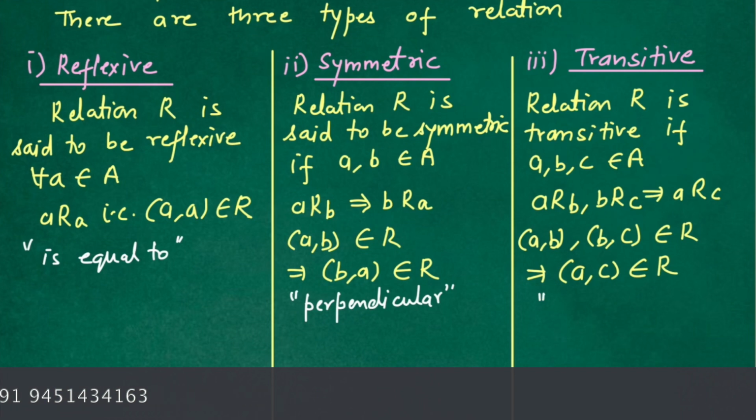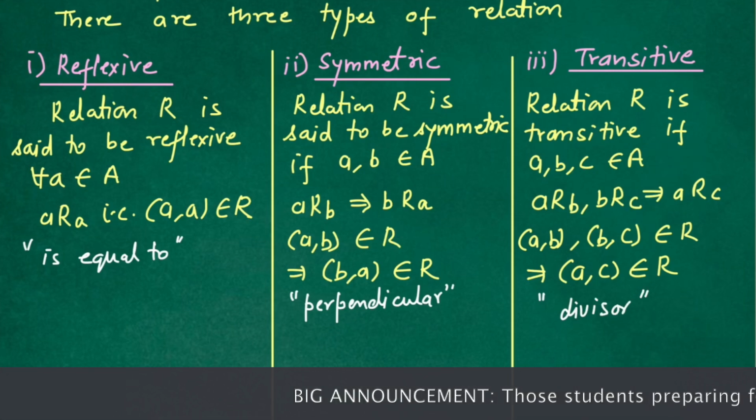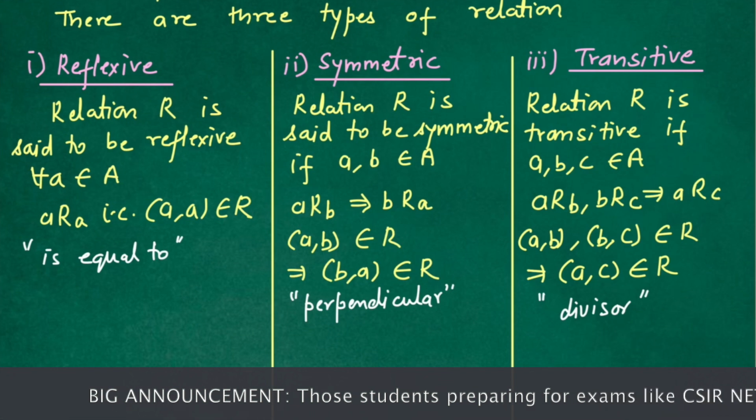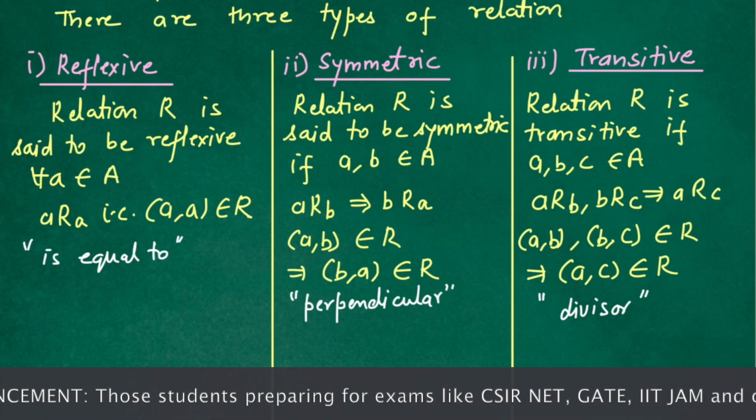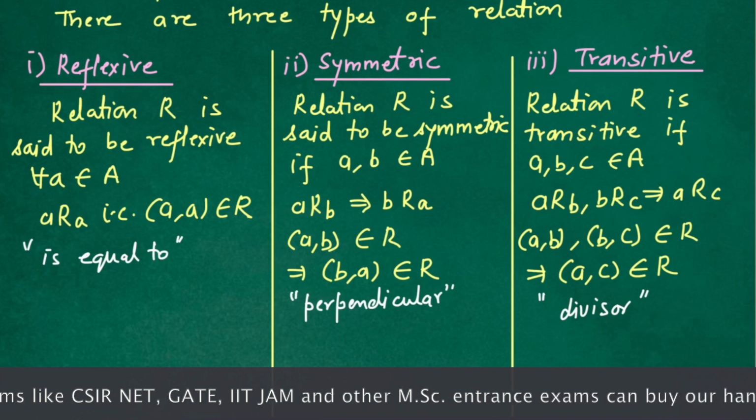Now see an example. Divisor is an example of transitive relation. If I take set of natural numbers, then if A divides B and B divides C, then A also divides C. So divisor is a transitive relation.